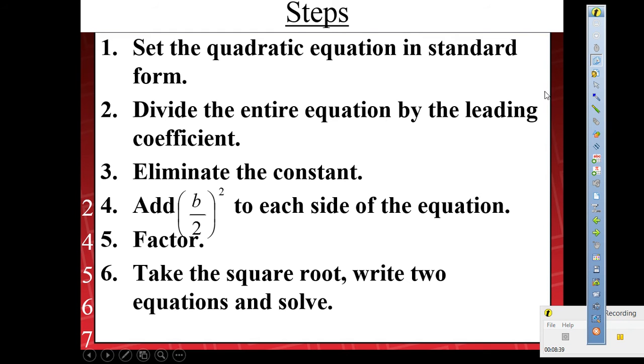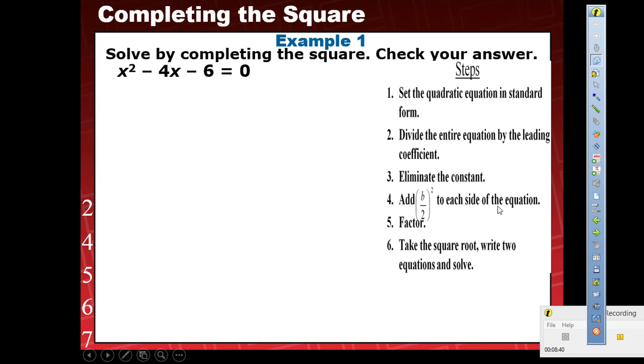Write this down. Example 1. The steps still say to check, but is there any way to check these? Yes. Here we go. Example 1, solve by completing the square and check your answer. Equation, x squared minus 4x minus 6 equals 0. Now, for the purpose of today, I'm only going to walk you through all these 6 steps. We're not going to check because I just want us to get through these steps.